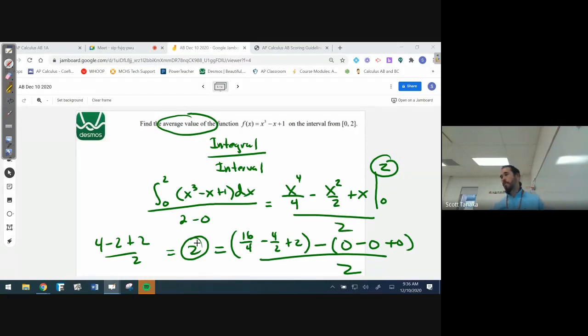If you want bonus, you better have your cam on, and you better put 2 as your answer for number 4. That's how easy it is to get bonus today. It's how easy it is to get bonus.